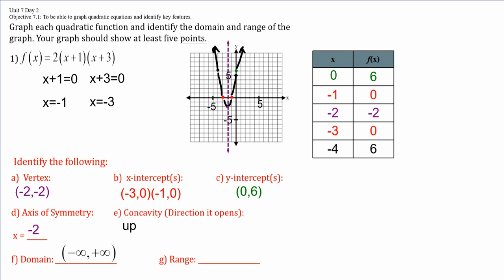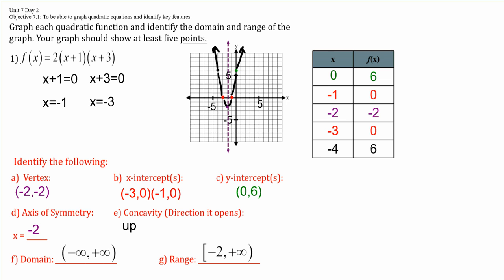Range, talking about the set of outputs being used. So the lowest output to the highest output. Our lowest output here is -2, and it's being used. We're going to have our bracket -2, and the highest it's going to go, we can see it's not going to stop, so we have +infinity.